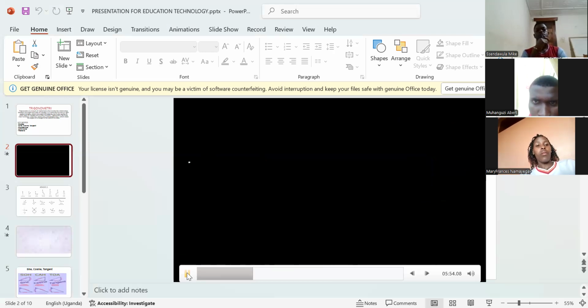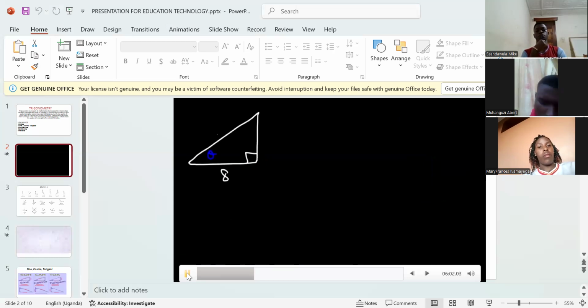Let's try another problem. So let's say this is theta again, and this side is 8, and this side is 17. Find the missing side, and then use the completed triangle to find the value of the 6 trigonometric functions. So go ahead and pause the video and work on this problem.